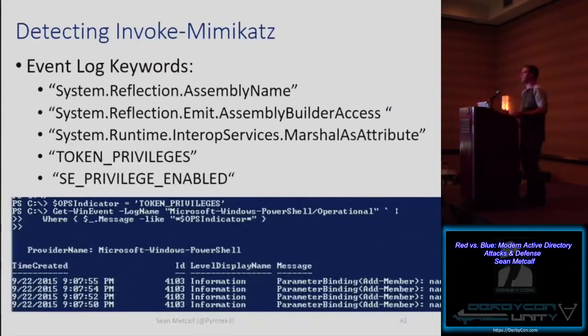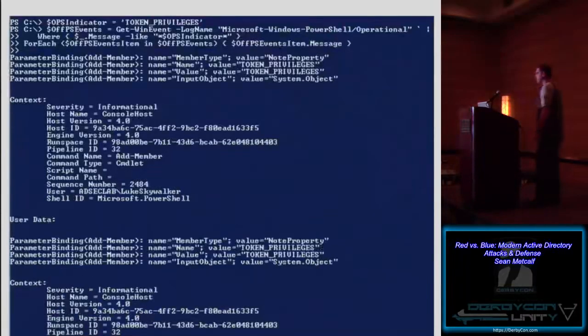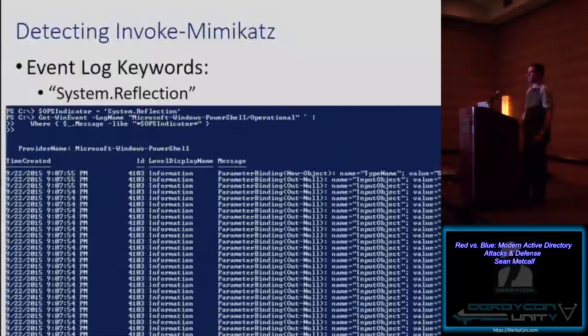In order for them to work properly, they need certain .NET functionality, certain API calls. And so you can use some keywords to look for in your PowerShell event logs that you're now pulling back. There's no guarantee that they'll be there, but if you see them, it can lead you down that breadcrumb trail to find out what's going on. You can see in the event here, if I'm looking for token privileges, I can get some obvious events. If I look for something like system reflection, there's a ton of events.